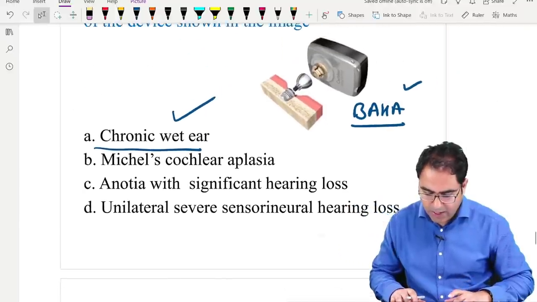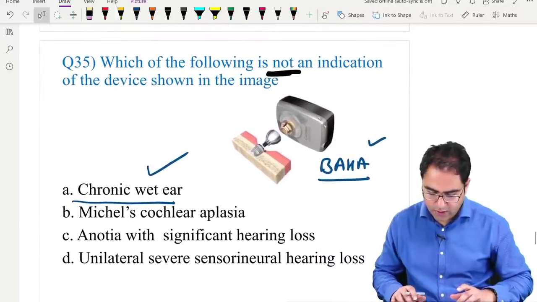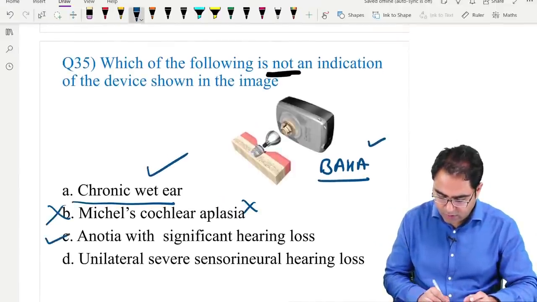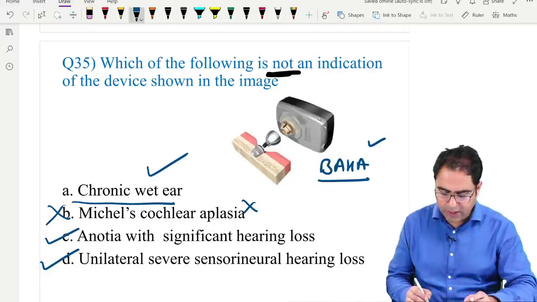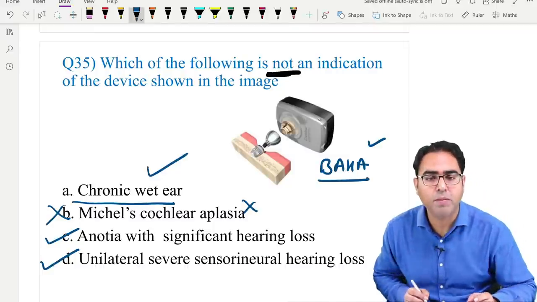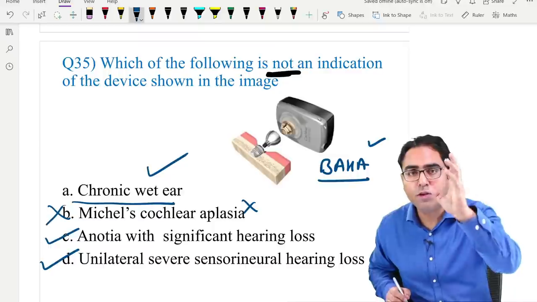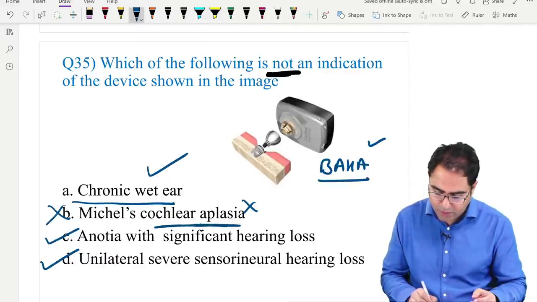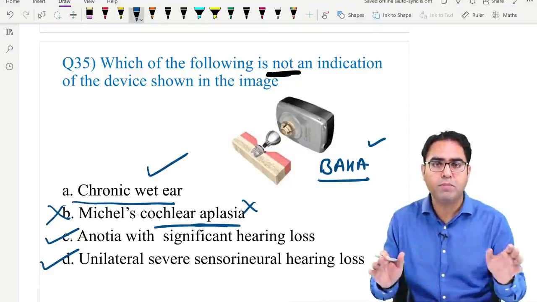But how can it be used for Michel's cochlear aplasia? This cannot be an indication. The others are indications, but Michel's cochlear aplasia cannot be an indication because BAHA stimulates cochlea directly through bone conduction. There is no cochlea, aplasia of cochlea. This is not a case for BAHA.